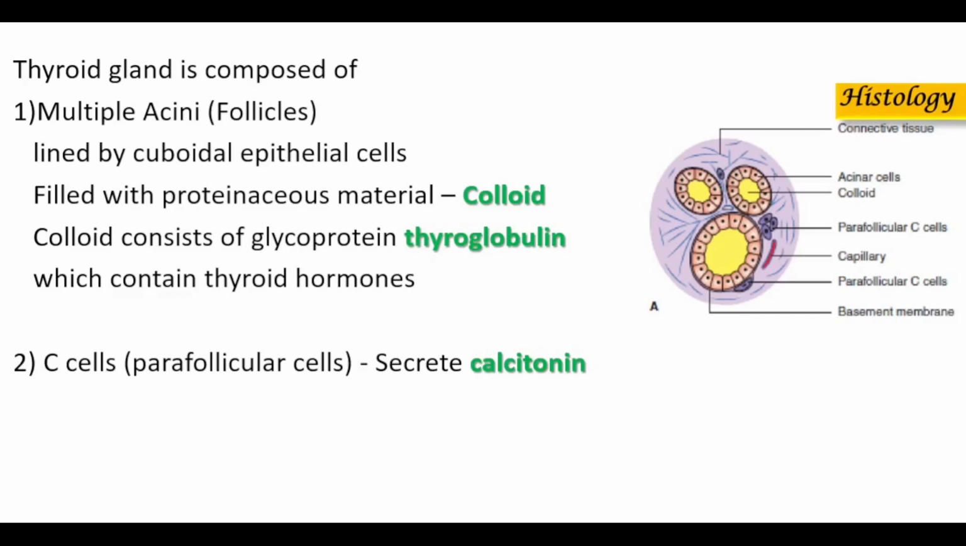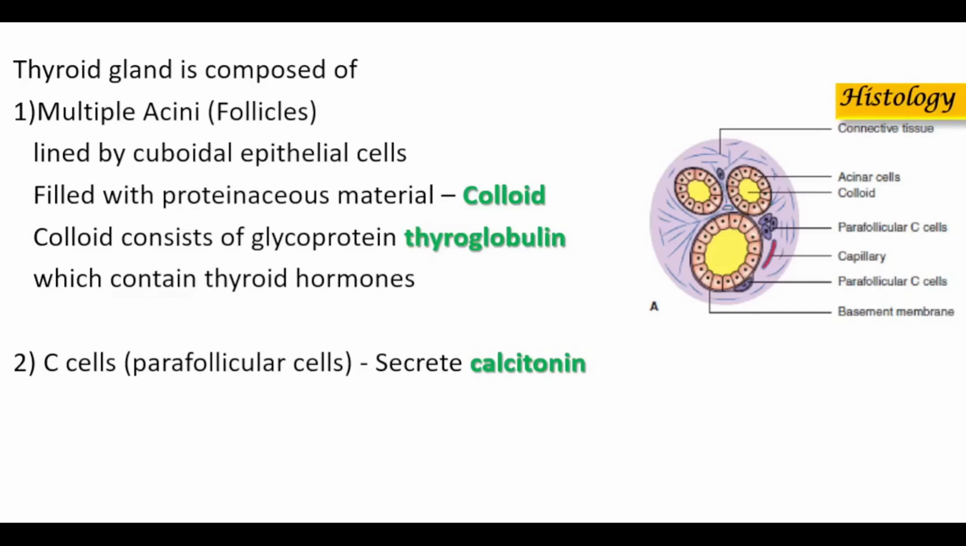Now what is the importance of thyroglobulin? We are going to study the steps in the synthesis of thyroid hormones. So we should understand that thyroid hormones are synthesized within this glycoprotein molecule called thyroglobulin. And at the end, we will cleave these thyroid hormones from the thyroglobulin and they are secreted into the blood.